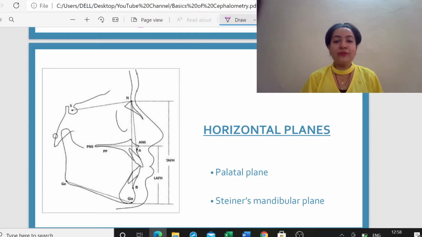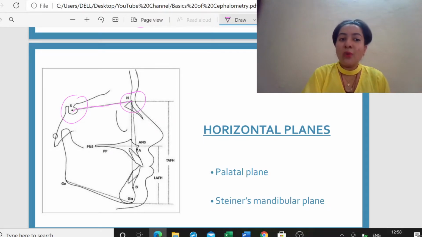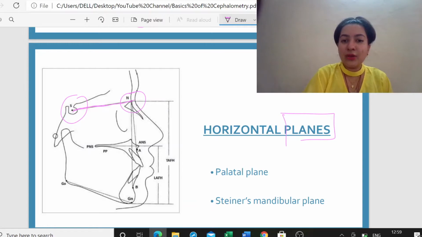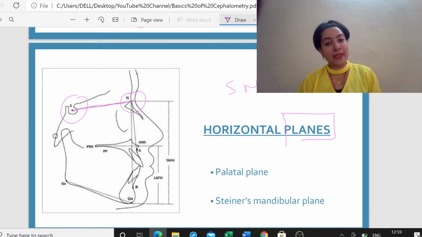Moving on, first is the horizontal plane. First we will be seeing all the horizontal planes which we have. The first plane which we see is this one, sella nasion. What is this? There are two landmarks, sella landmark, nasion landmark. When two landmarks get connected together with the help of a line, we get a plane, and this plane is known as your SN plane. Sella and nasion are getting joined together, so you get an SN plane.